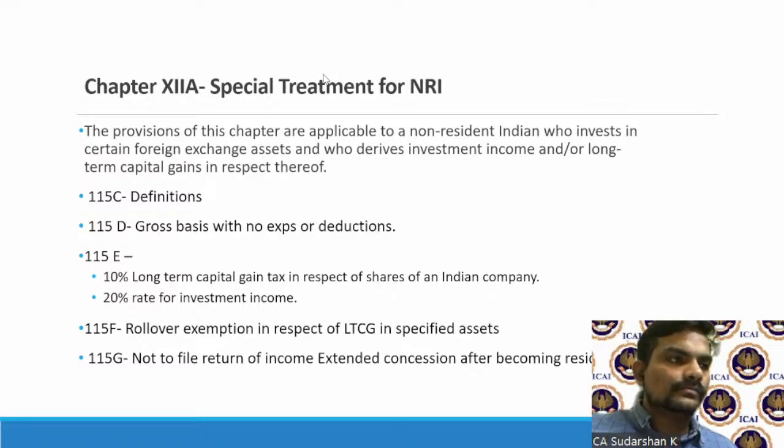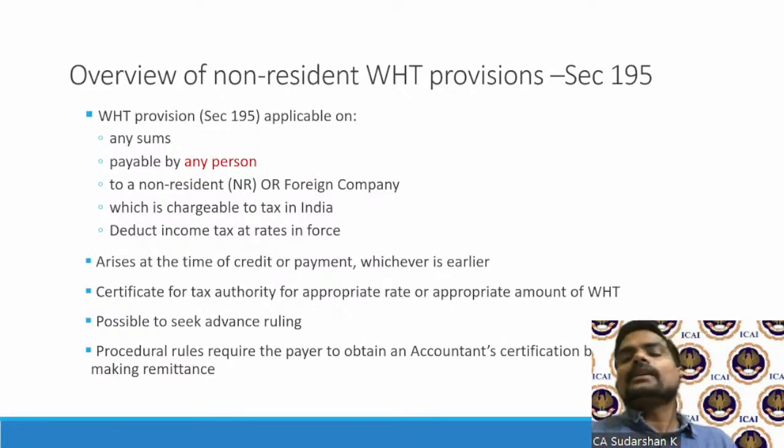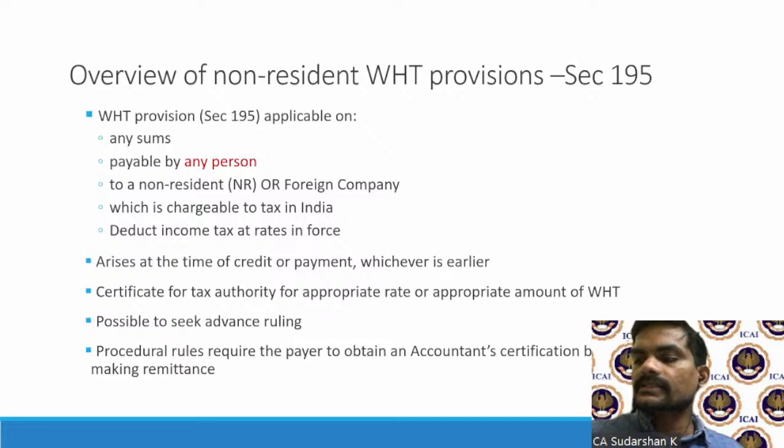Looking at 195. So if you look at 195, any sums payable by any person to a non-resident which is chargeable to tax in India, credited income tax at rates in force. So therefore, through that mechanism, if there is a capital gain sale happening, this is also applicable for immovable properties as well. A non-resident selling an immovable property to a resident, then the resident has to withhold tax under section 195. So if it is the stock exchange who are there, then the provider will facilitate the TDS mechanism. So the 195 gives a whole ambit for withholding of taxes.